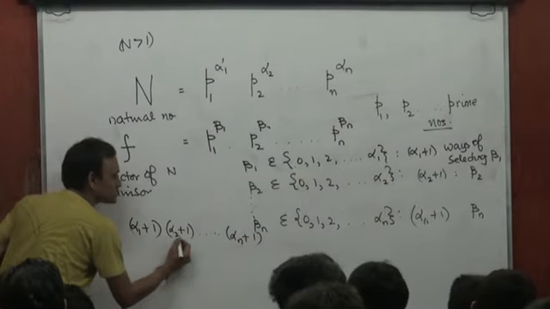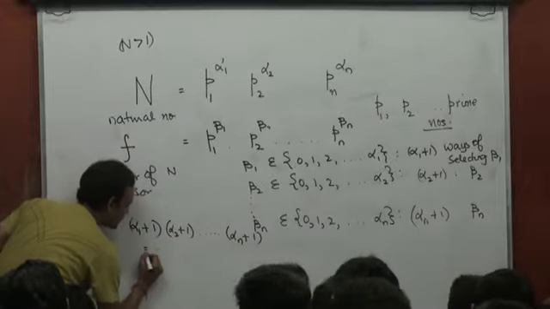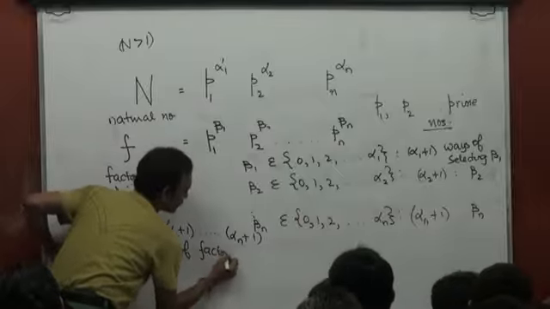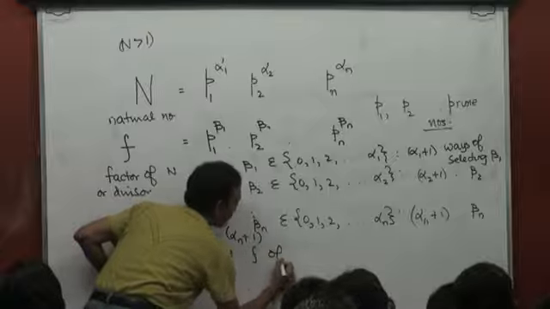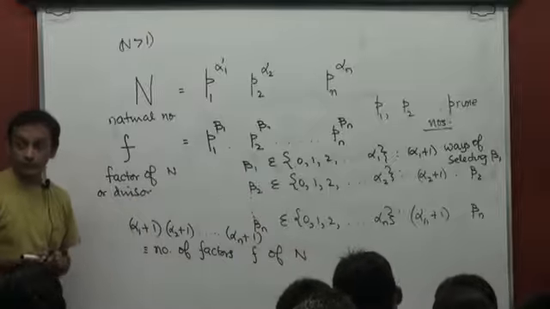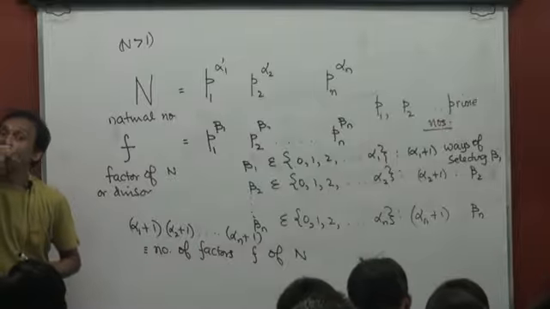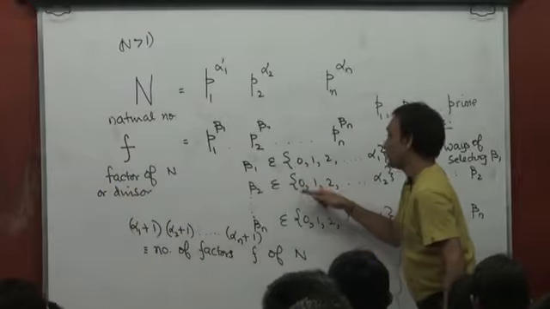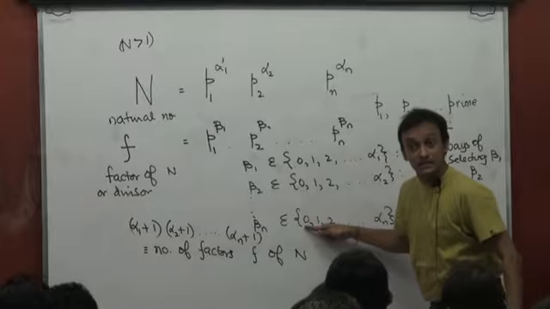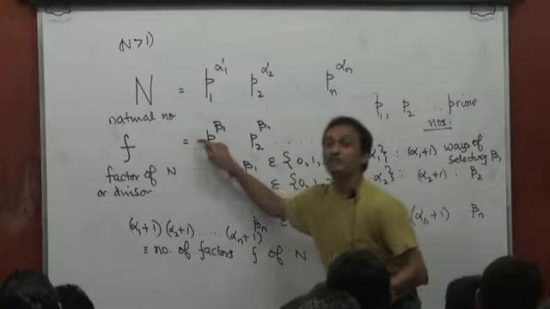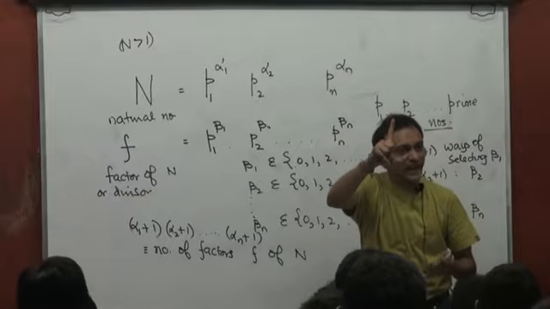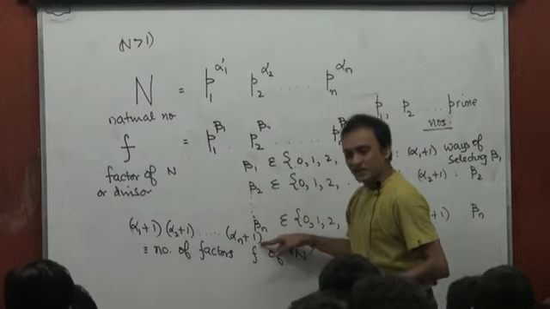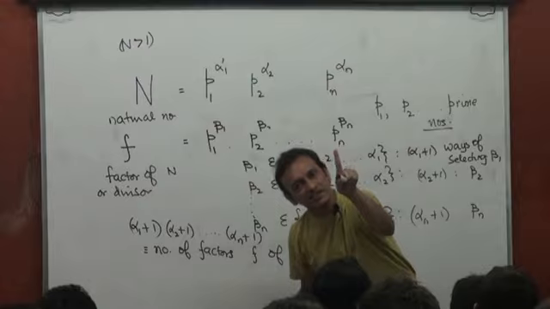So, this alpha 1 plus 1 into alpha 2 plus 1 into alpha n plus 1 will be the number of factors f of the natural number n, right? And it includes one case where beta 1 is 0, where beta 2 is 0, where beta n is 0. That means it includes a case where f is 1. It includes a case where a factor is 1. These are the total number of factors. It includes 1 as a factor.